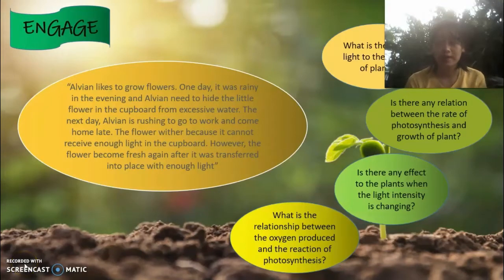During the engagement phase, the activity that we have planned is we're gonna provide the students statements or short stories about Albion and his flowers, like what is presented in front of you. And after they finish their reading, I will provide them 4 questions, and they need to answer the questions without giving me the answer, using their prior knowledge. This actually can trigger their curiosity and interest in learning.